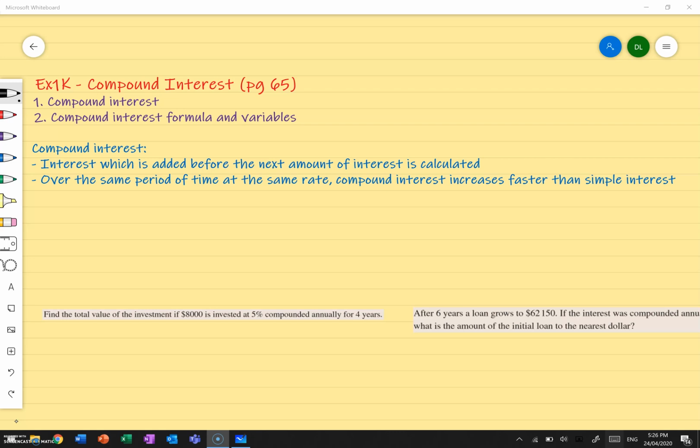Alright, so this is exercise 1K on page 65 of your textbook. Compound interest. So we've talked about simple interest, compound interest. What's the difference? Compound interest, and I'm reading this point over here, is interest which is added before the next amount of interest is calculated. Now, that's just a bunch of words. So let's go ahead and try and describe it as we would with simple interest.